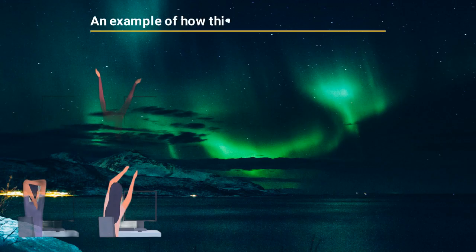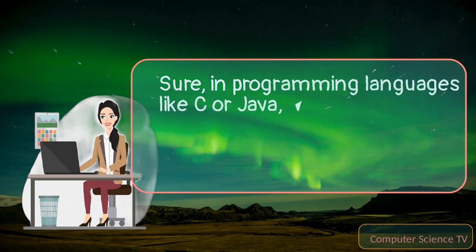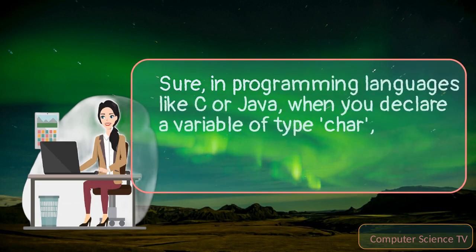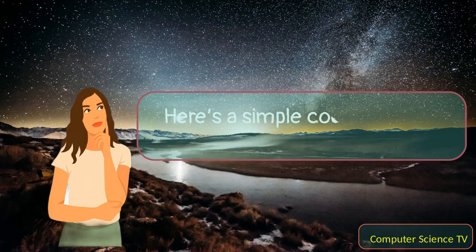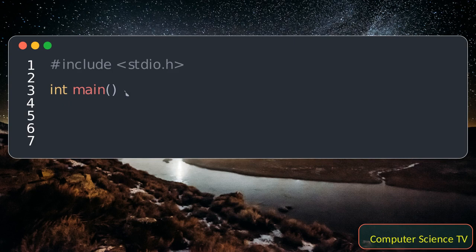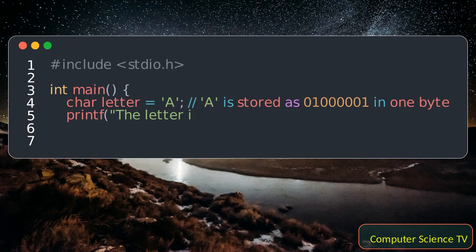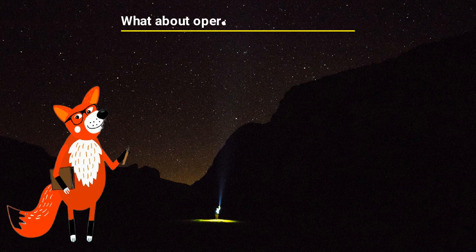Interesting. Can you give me an example of how this is used in programming? Sure, in programming languages like C or Java, when you declare a variable of type char, you're allocating 1 byte of memory. Here's a simple code example in C. I see. So each character takes up 1 byte of space.